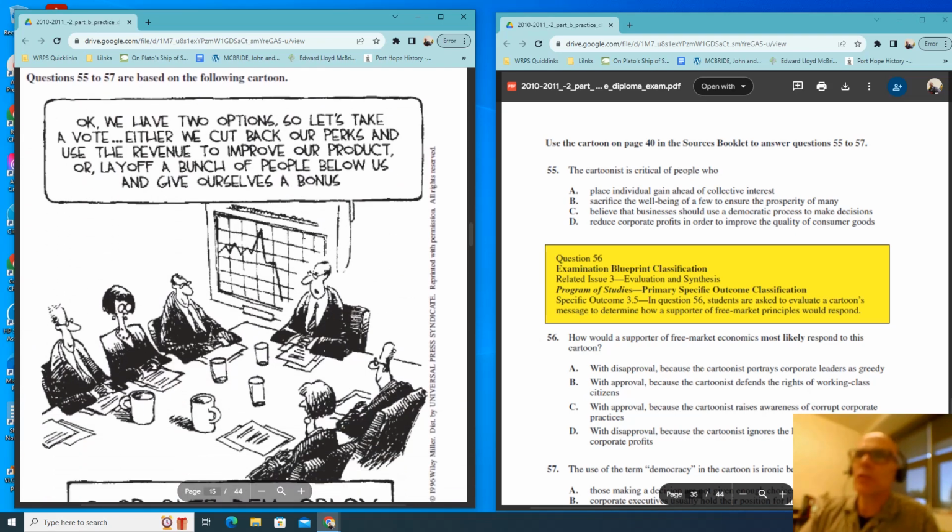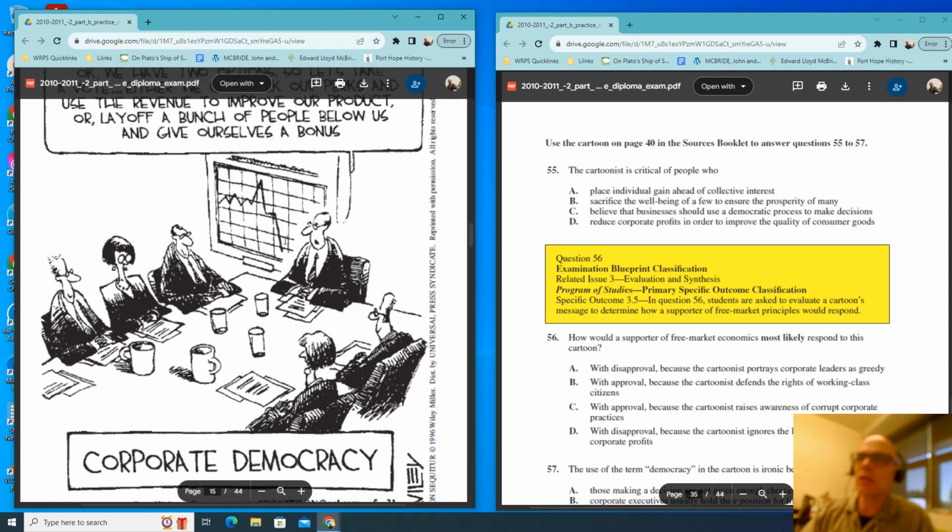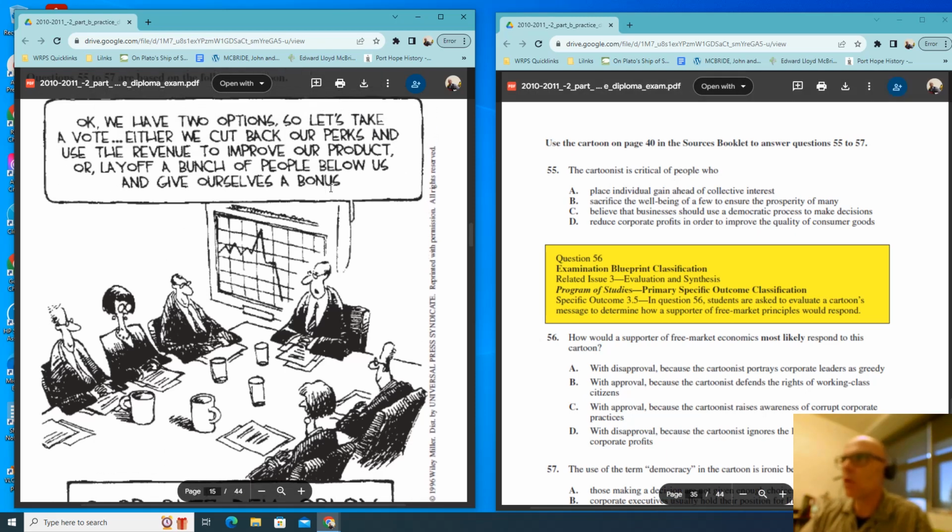Okay, we have two options, so let's take a vote. Either we cut back on perks and use the revenue to improve our product, or lay off a bunch of people below us. So obviously that's a critique of capitalism, right? They're making these guys look to be greedy. The cartoonist is critical of people who place individual gain, give ourselves a bonus, ahead of collective interest. Let's improve the product. So there's a correlation behind the answer, which is A, with what is said on the page. So that shouldn't be hard to find.